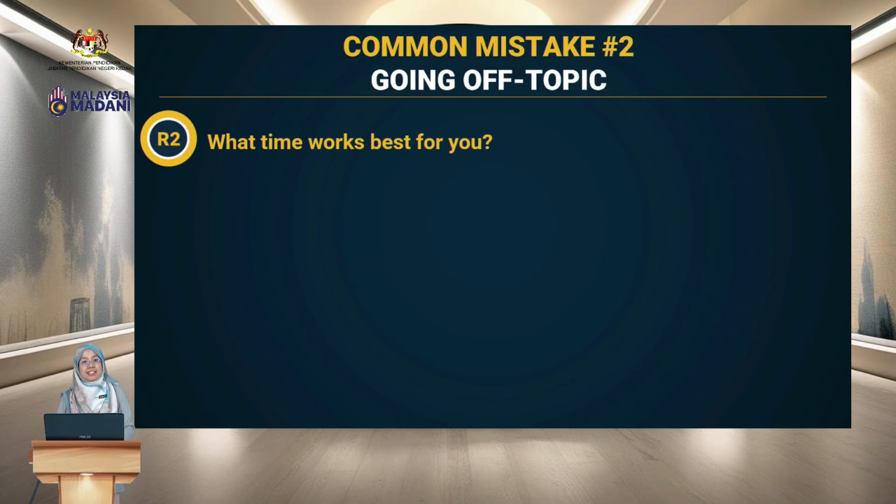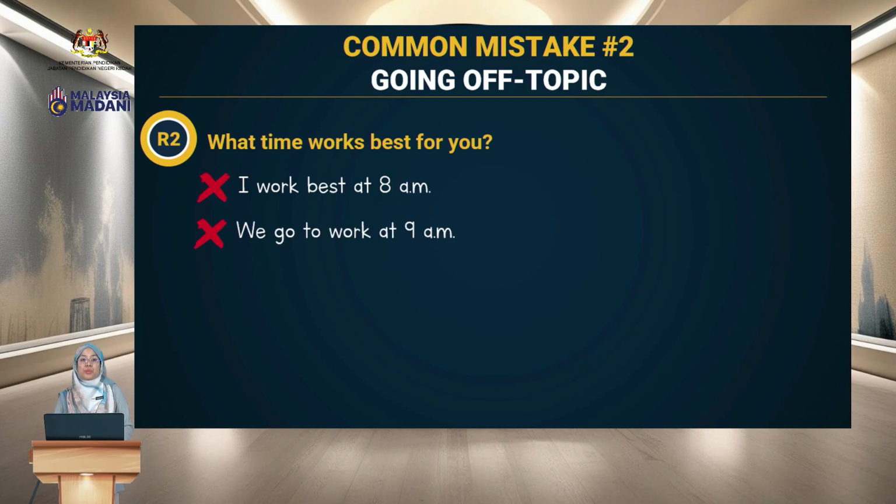The second common mistake is going off topic. So let's look at this question: what time works best for you, for R2? This question asks you to give the time suitable for us to go to Alia's house. So let's look at the first answer: "I work best at 8 a.m." This is wrong. Next, "we go to work at 9 a.m." This does not answer the question as well. And the last one, "we should meet on Friday." The question asks you to answer time, not day.